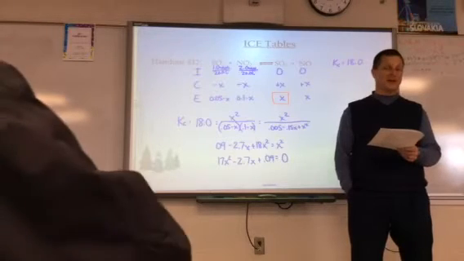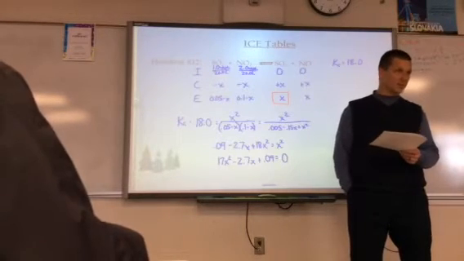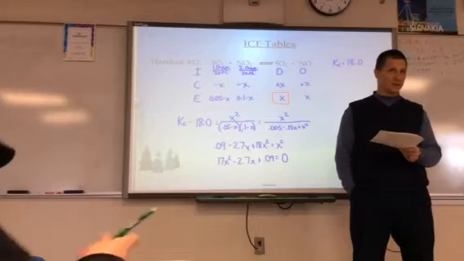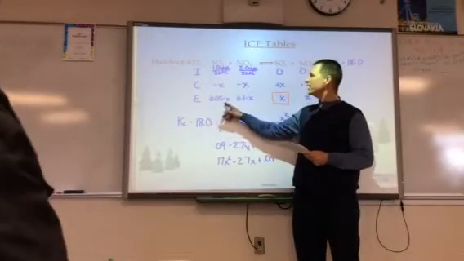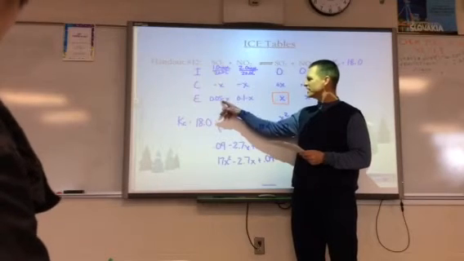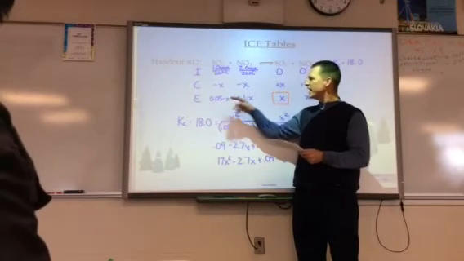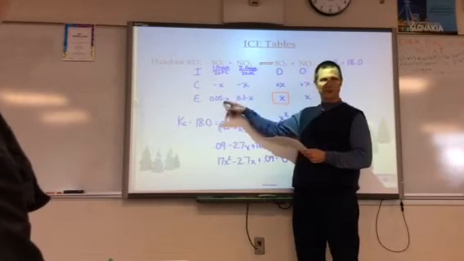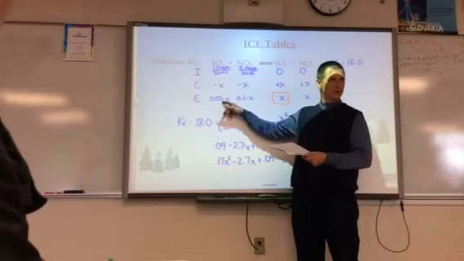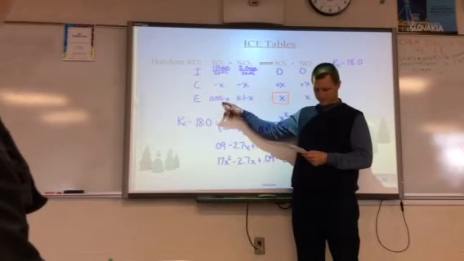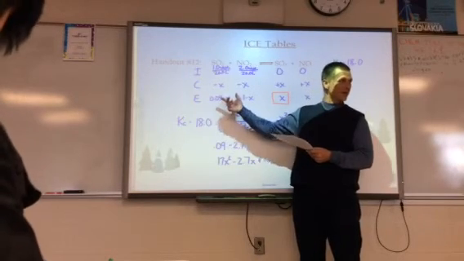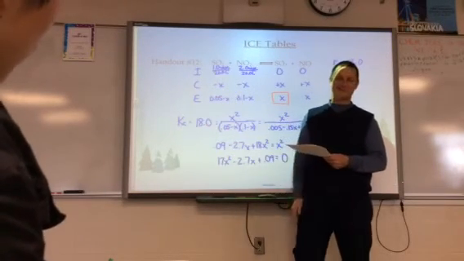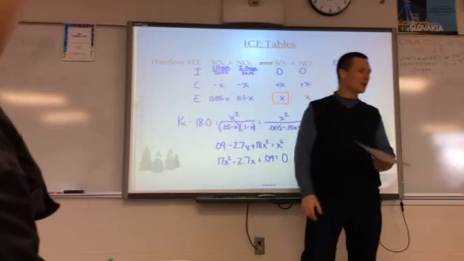Here's something nice. There's only one possible answer choice. The rest of the answer choices are bogus. Because look at this final concentration. If any choice is above 0.05, it's wrong. So B, C, D, and E are all wrong, because they give you a negative concentration. It's got to be A. So make sure you can get A with the quadratic formula.